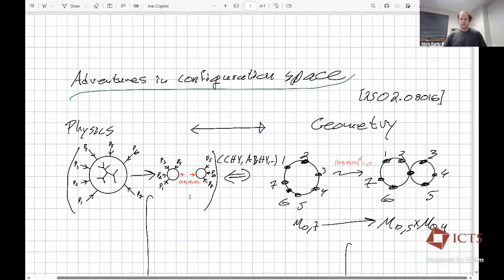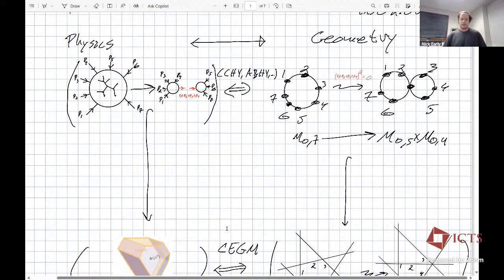And in this work, what I'm going to do is start on this right-hand side with the geometry, discuss a generalization of that found in joint work with Freddy Cachazo, Alfredo Guevara, and Sebastian Mizera, then complete the square to the left-hand side.